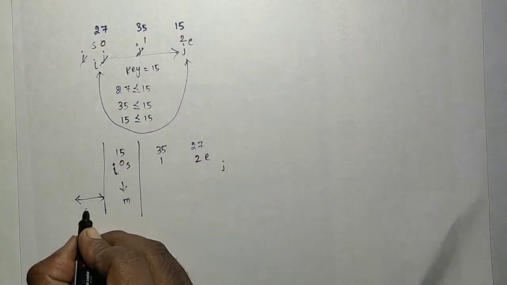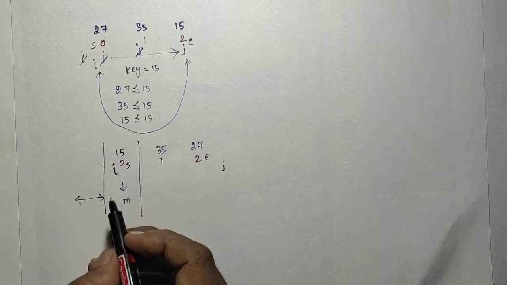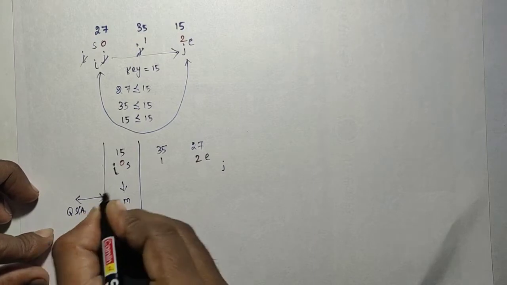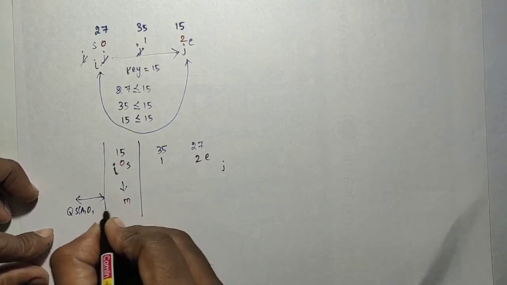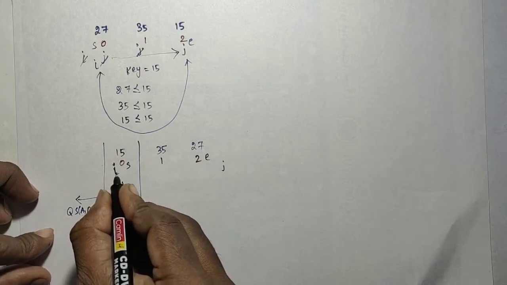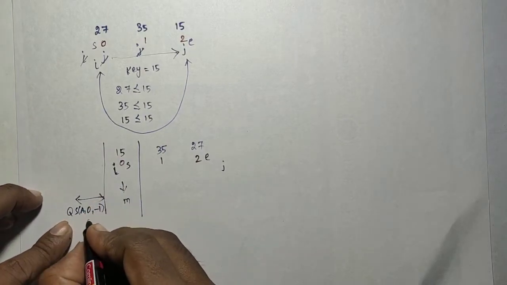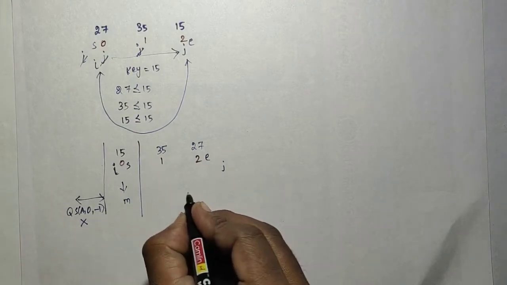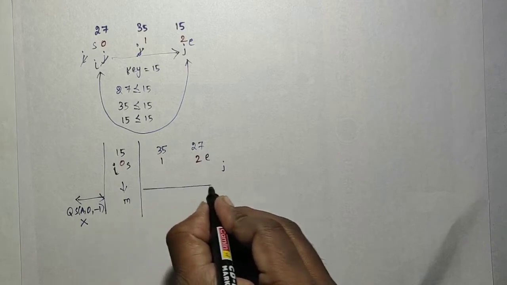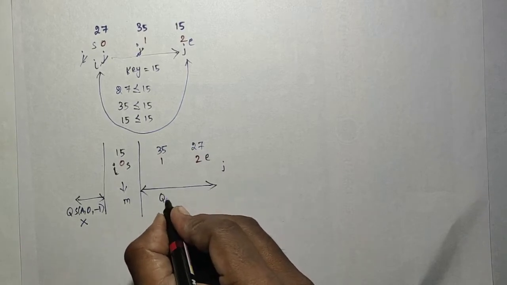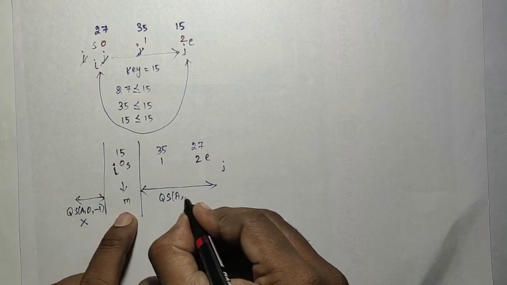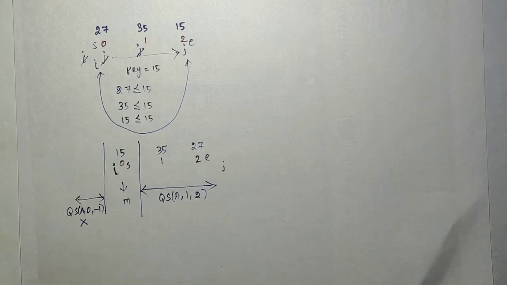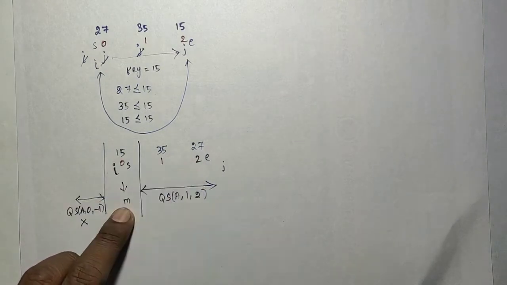Quicksort will call s to m minus 1. So quicksort of A comma s, which is 0, and m minus 1, which is minus 1. Actually m is 0, so m minus 1 means minus 1. So it will be an invalid one and will not do anything. But here m plus 1 to e, the second quicksort will be applied. So quicksort of A comma m plus 1, which is 1, to 2. Like that it will be applied. So at this iteration the 15 is sorted.